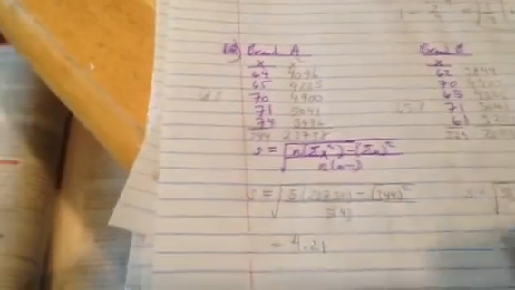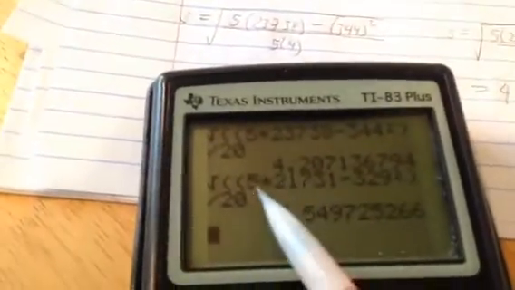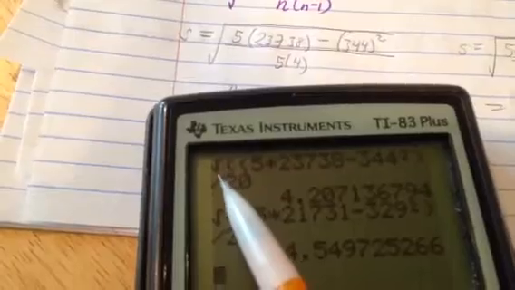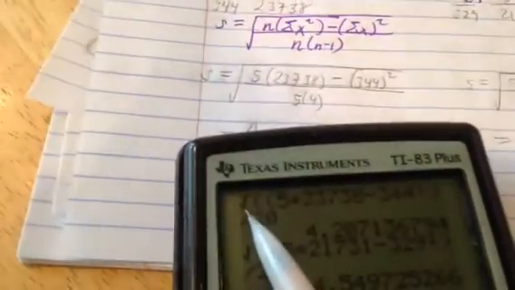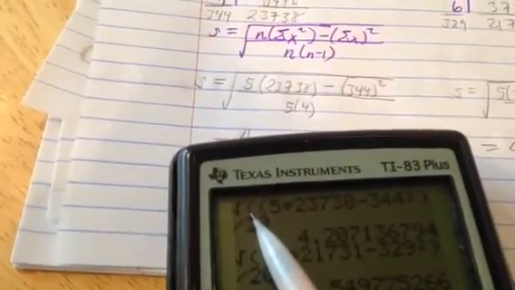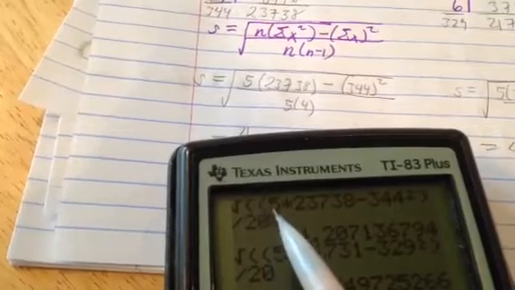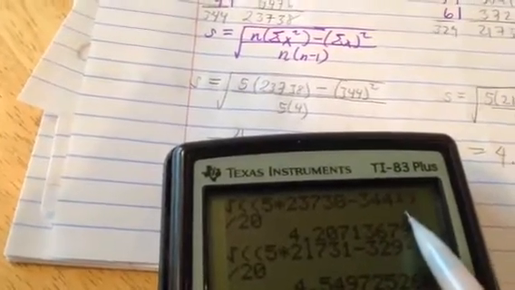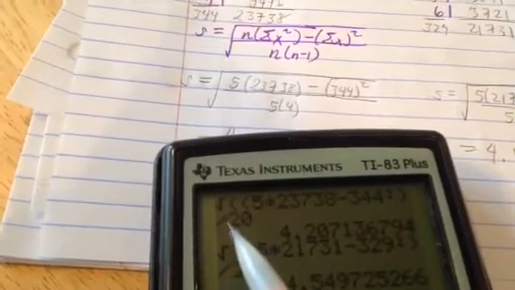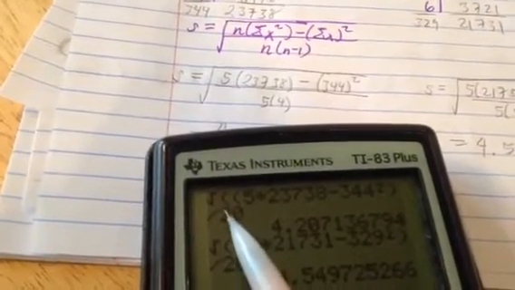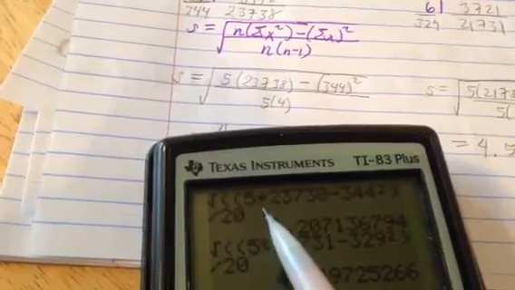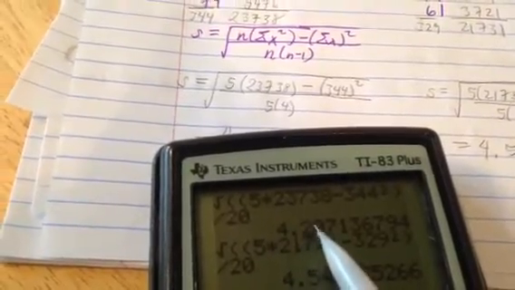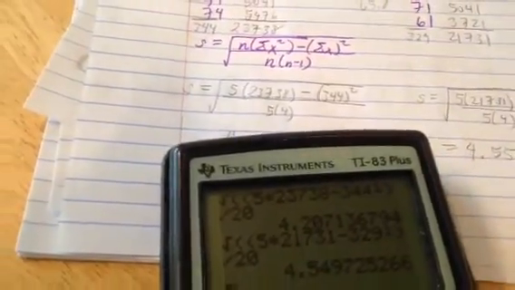I went and punched this all in on my calculator. So again, I can show you. You can do it step by step, but if not, it's square root, open up parentheses for the square root, open up parentheses for the top, 5 times that, minus 344 squared, close the parentheses for the top, divide by, and I just did 5 times 4 was 20. Otherwise, you'd have to do parentheses and then 5 times 4. We get 4.21, which matches for their standard deviation.